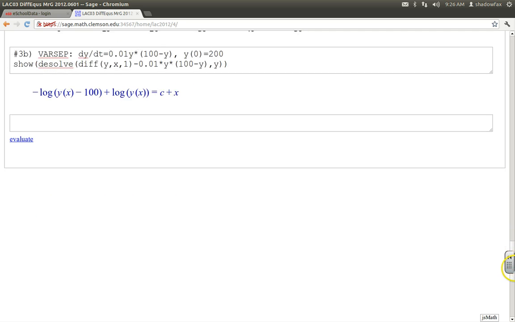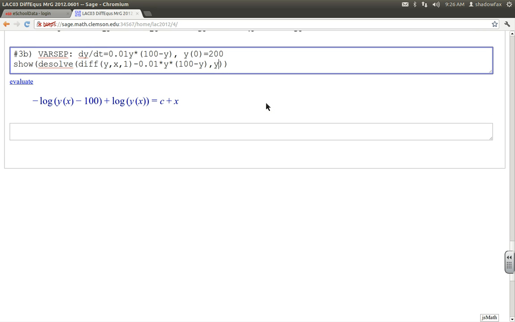How are we going to get the plus c? Well, what's missing, I think, here? Comma, initial conditions, right? How do you put bracket, 0 and 200. Remember, that's shorthand for when x is 0, y is 200. That's all.